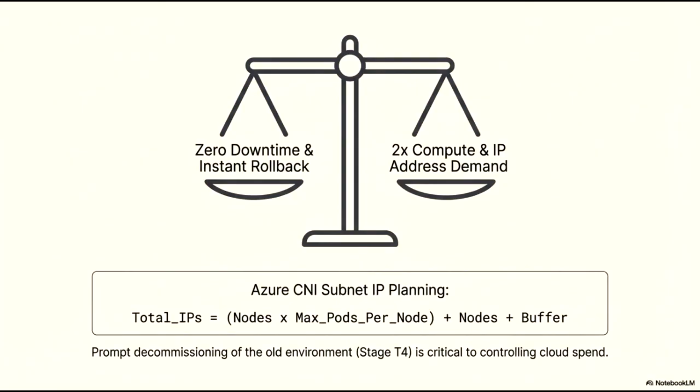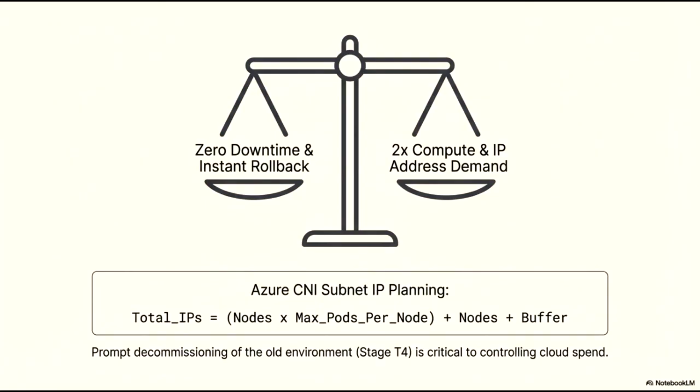To ensure your subnet is sized correctly for these requirements, utilize the planning formula shown. Total IPs are calculated by multiplying the number of nodes by the maximum pods per node, then adding the total nodes and an appropriate buffer. Finally, to manage cloud expenditures effectively, prompt decommissioning of the legacy environment is critical once the transition to the new stage is complete.